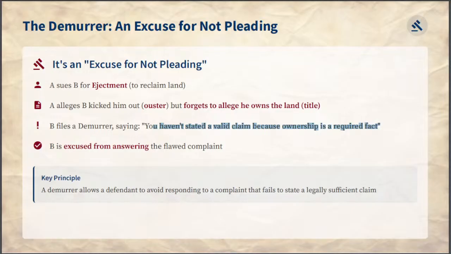And it's actually an answer to the pleadings, and almost a way of finding out if there's even a reason in the logic of law to even proceed with the case based on the facts. That's what this is doing right here. So the key principle, as we see here, a demurrer allows a defendant to avoid responding to a complaint that fails to state a legally sufficient claim.